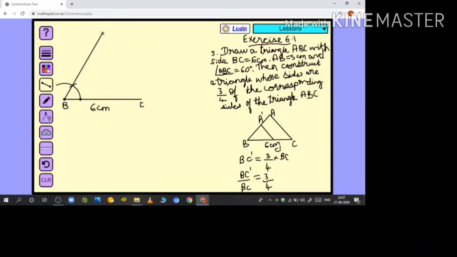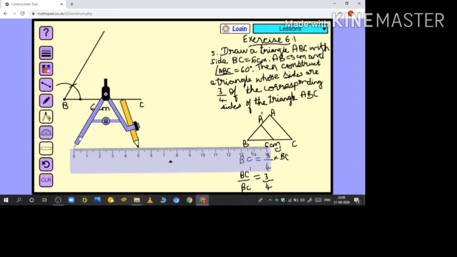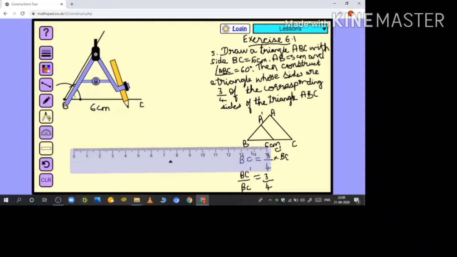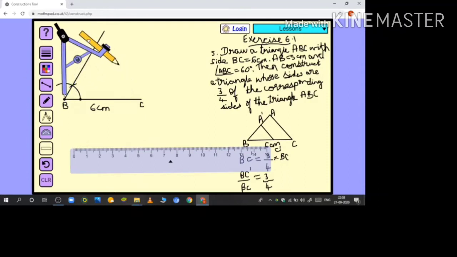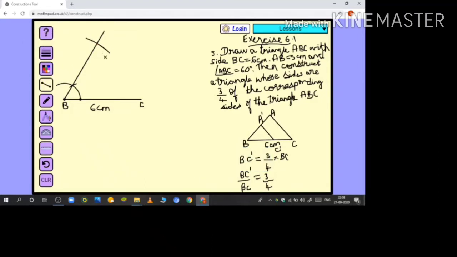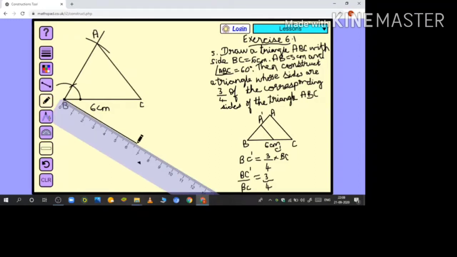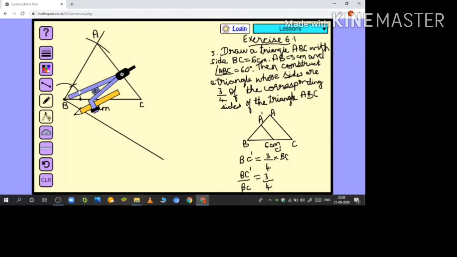Step 3. Taking B as center and radius 5 cm, cut an arc on the line segment. Point A is obtained, so angle ABC is 60 degrees. Join A and C. Triangle ABC is obtained. Step 4. Draw a line BX, making an acute angle with line segment BC.